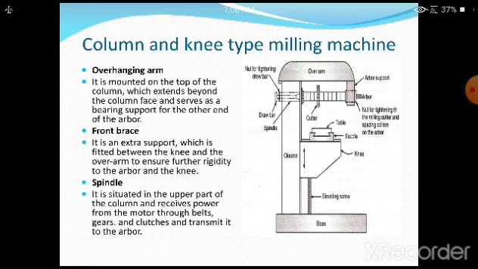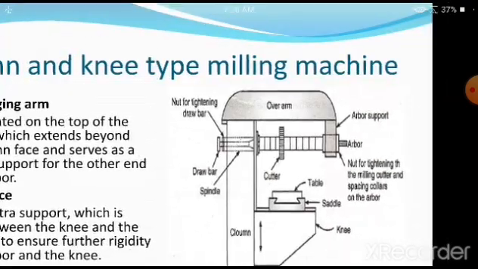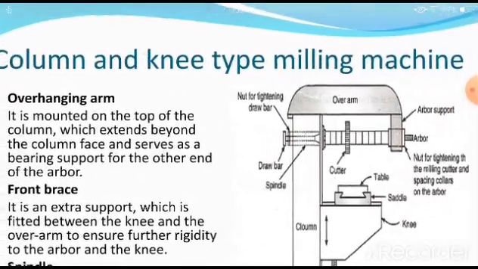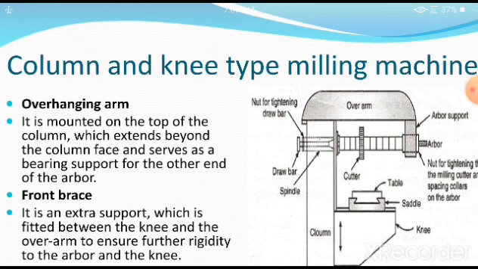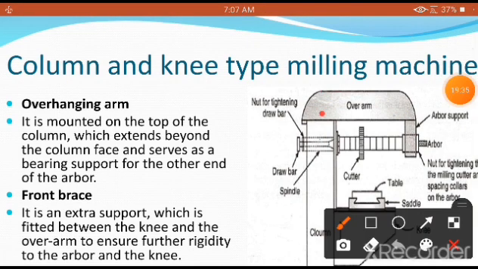The next one coming is the overarm, which you are going to see clearly here. So definitely it is going to provide a support for the arbor. It is mounted on the top of the column, which you are going to see, which extends beyond the column face. It is extending from here.